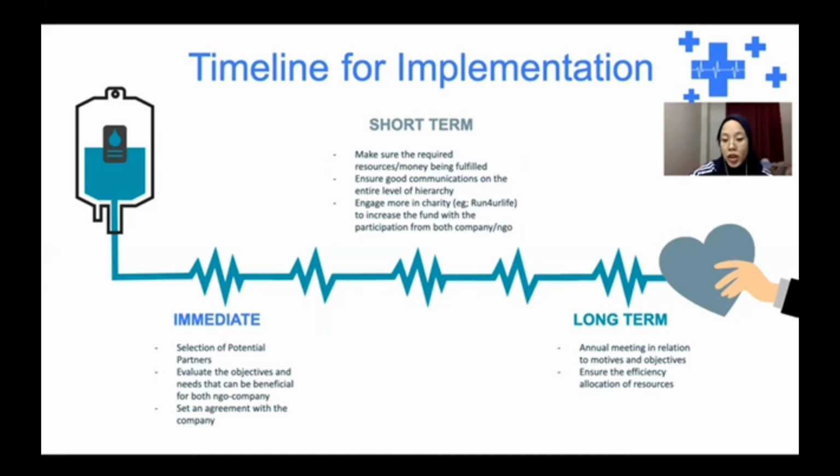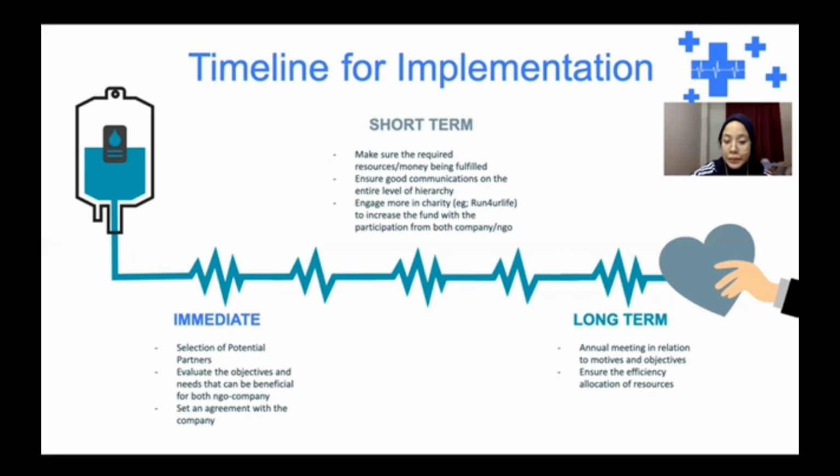Next, within the short term, LLS needs to make sure that the required resources or funds are fulfilled. That means after the agreement, the NGO has enough supply and funds as promised by the company. The NGO also needs to ensure good communication with the partner to remain in a good relationship with them. LLS also needs to engage more in charity to increase the fund, with the participation of both the company and the NGO.